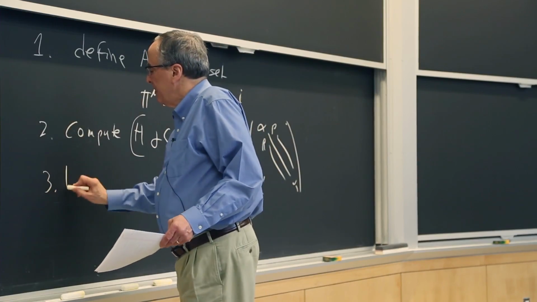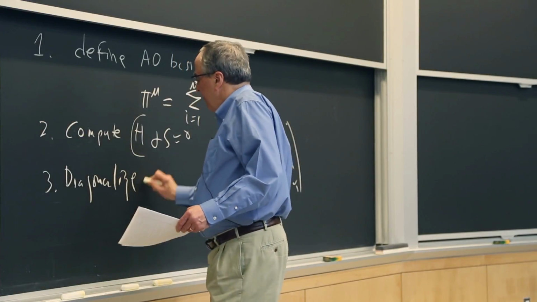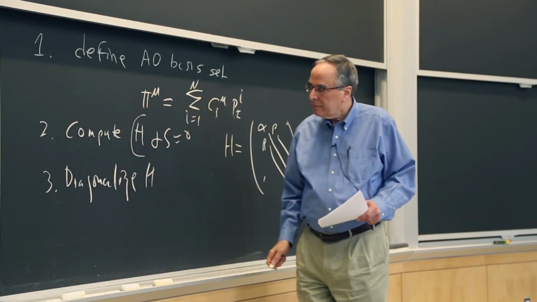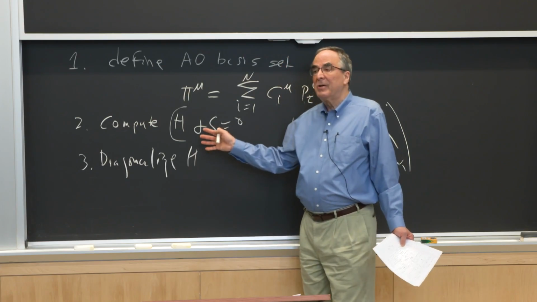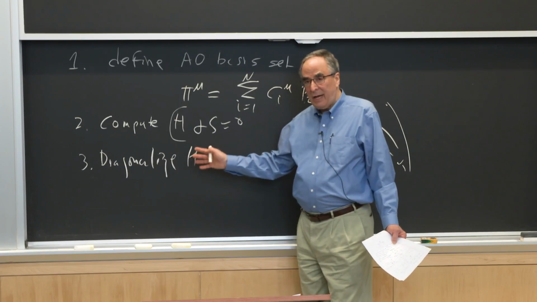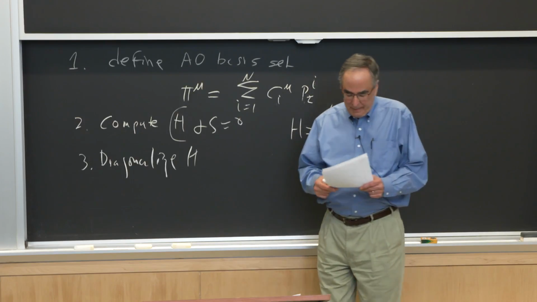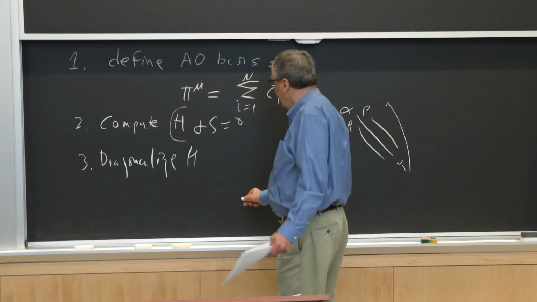Then we diagonalize the Hamiltonian. And so this gives us the eigenvalues, the energies, and eigenvectors associated with each energy, each orbital energy. So we fill electrons into the orbitals.